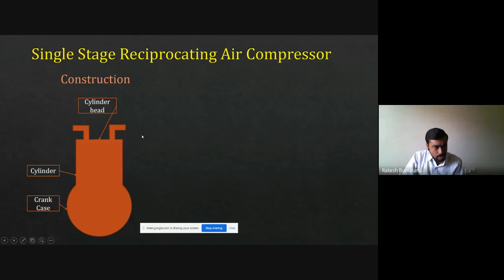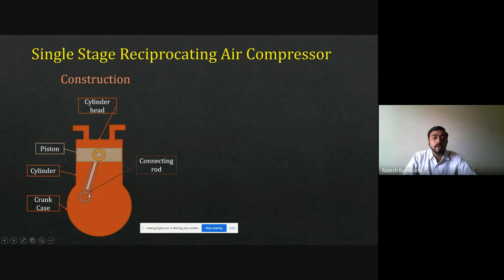Apart from this, another main part in a single stage reciprocating air compressor is the piston, which makes reciprocating motion within the cylinder. The piston is connected with another important device, the connecting rod. This connecting rod is connected with the crankshaft, which is used to convert the reciprocating motion of the piston into the rotary motion of our mechanism.